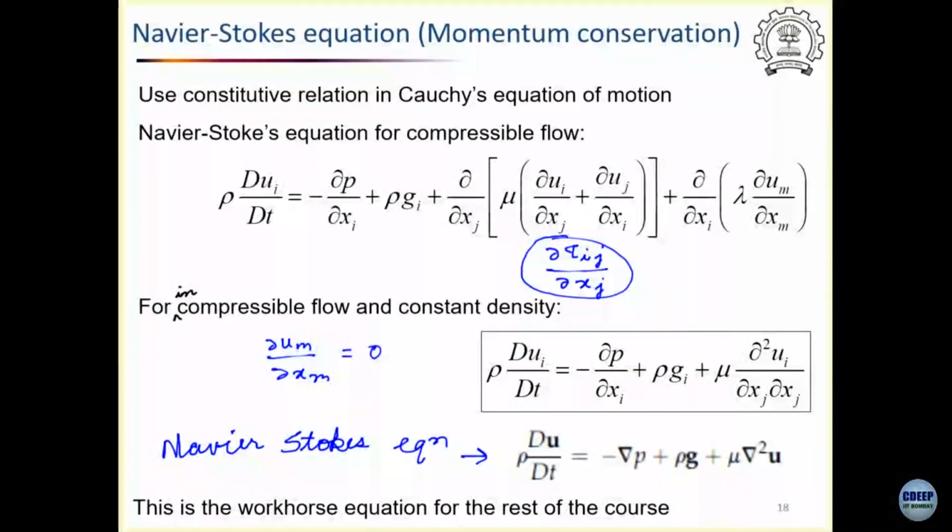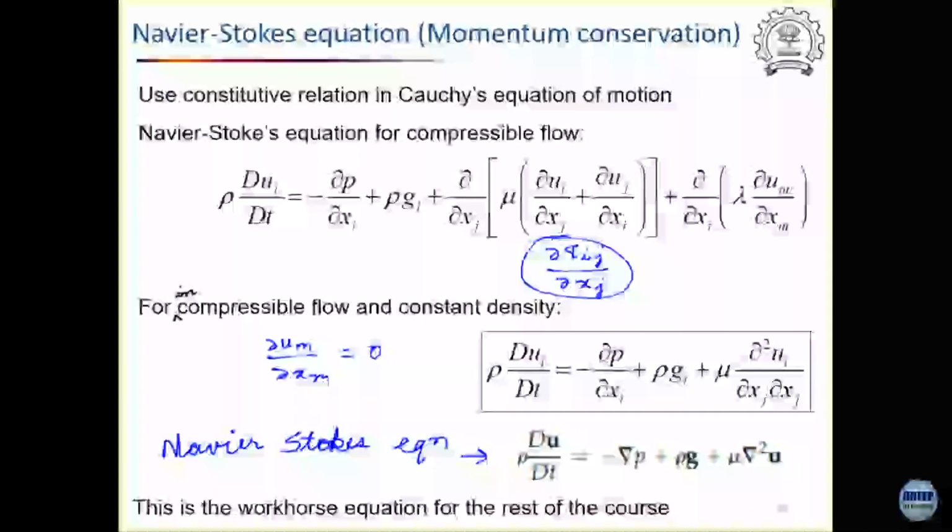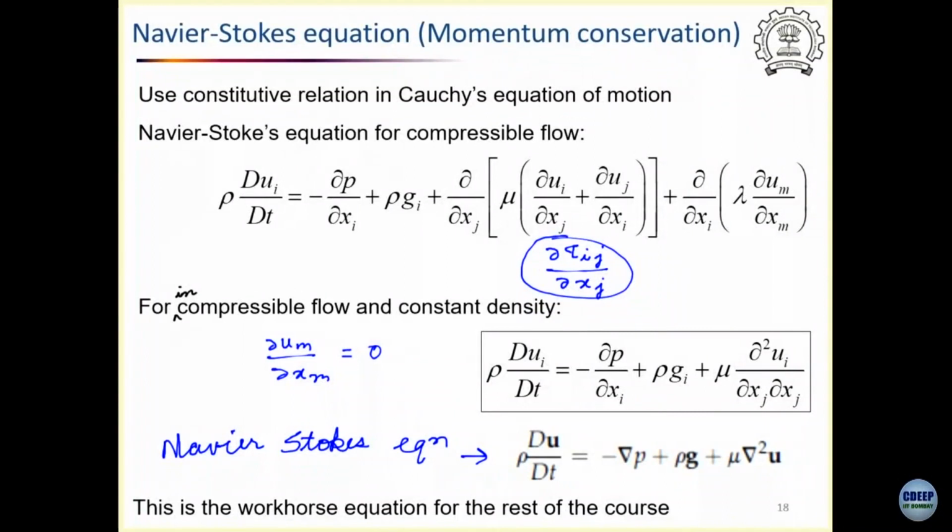This is what I would call the workhorse equation for the rest of the course. We are continuously going to encounter this equation. You want to solve flow through a pipe, Navier-Stokes equation. You want to solve flat plate boundary layer, Navier-Stokes. It is a workhorse equation for incompressible steady flow, or even unsteady flow, you can have a momentum conservation equation in this particular form. So you have derived the Navier-Stokes equation before, just in a different way.